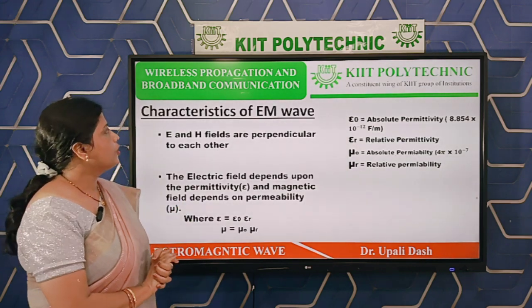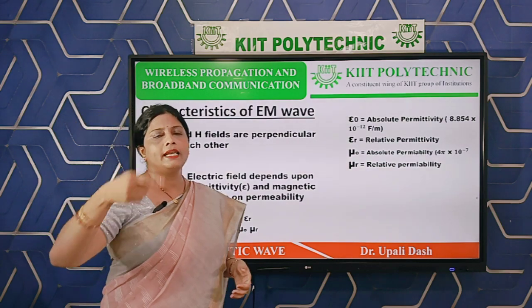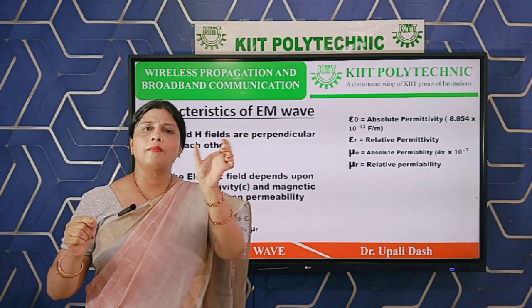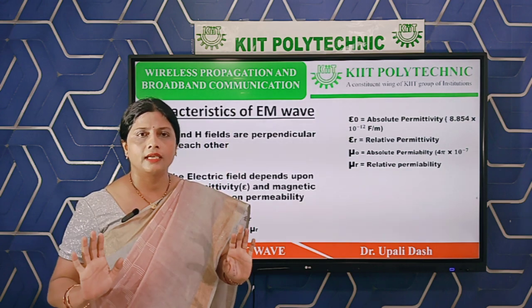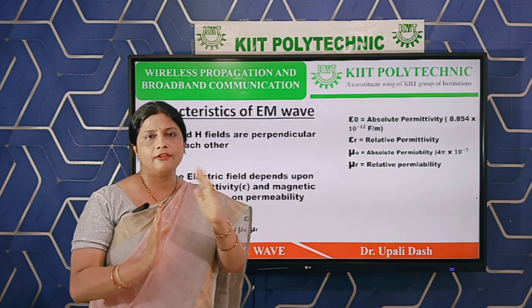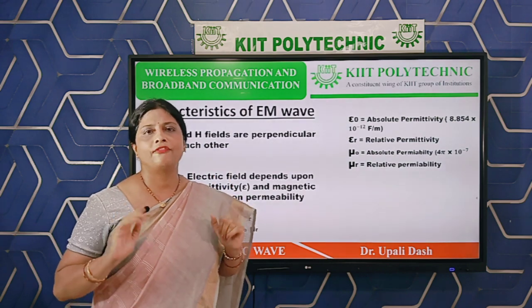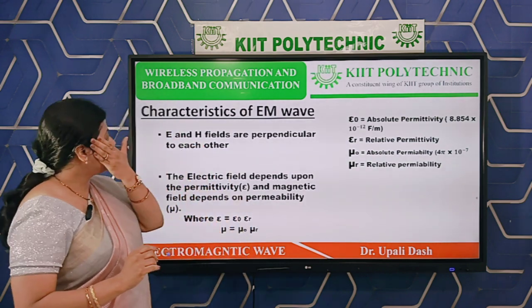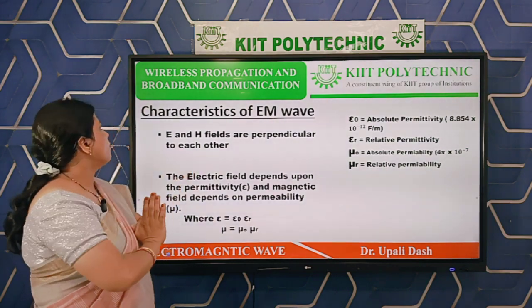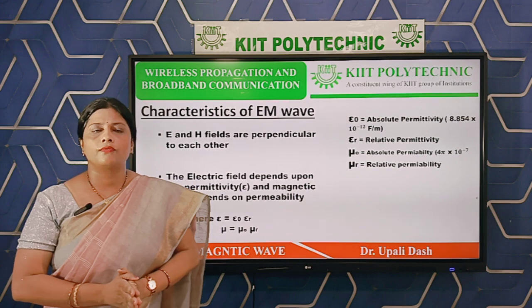So if this is so, a normal wave is very easy to draw, having a frequency f, maintaining a lambda, and maintaining a time period T. As simple as that. But an EM wave is a bit different, not difficult. It is a bit different. How? Before drawing an EM wave, we need to understand what actually the characteristic of an EM wave is.